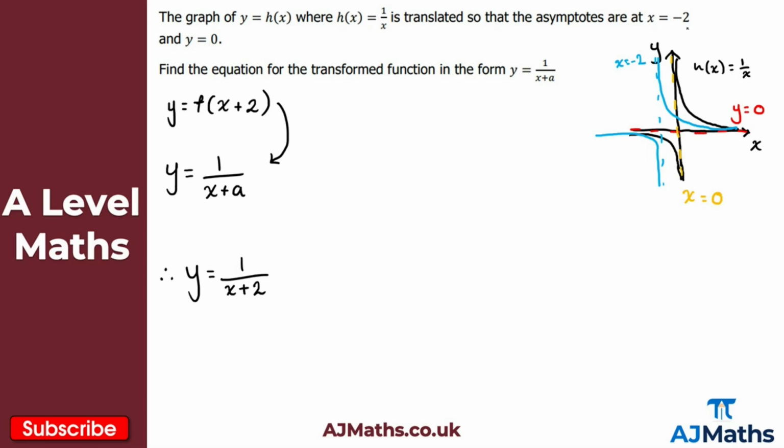If it was x equals 3, for example, then that would be x minus 3. If the asymptote here for y equals 0 had become, say, y equals 2, then it would be y equals 1 over x plus 2.